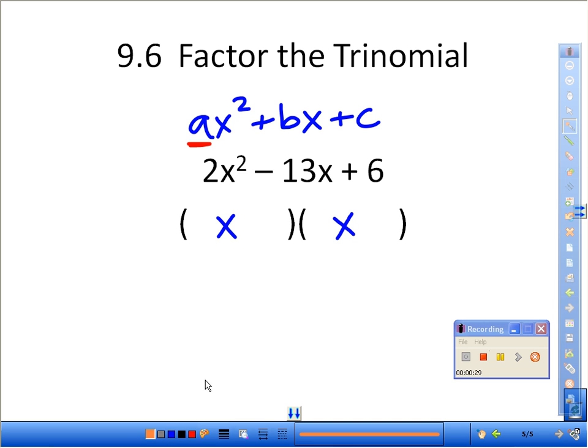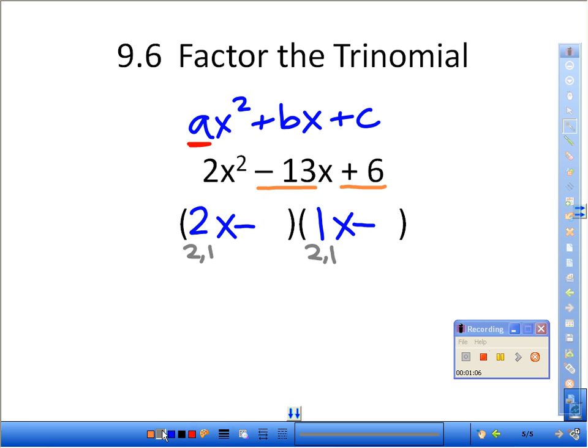In this problem, we need to multiply to equal positive 6 and add to equal negative 13. The only way we're going to do that is if we have two negatives in our factors. Now, we also have to consider the numbers that multiply together to equal 2x squared. It's not just going to be x and x. So our factors of 2 would be 2 and 1. So in this first spot, we have to put either a 2 or a 1. Since these signs are both negative, it's not going to make a difference which one is 2 and which one is 1. So I'm going to start out by putting them in there.